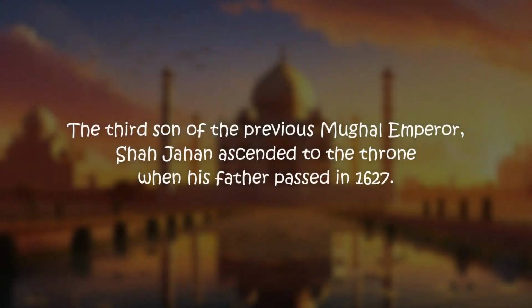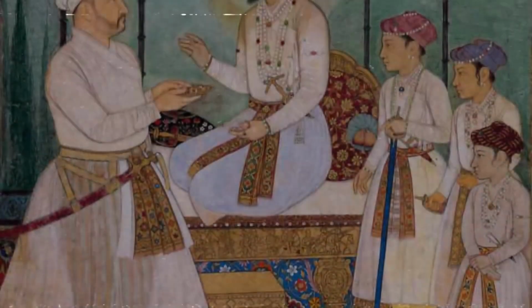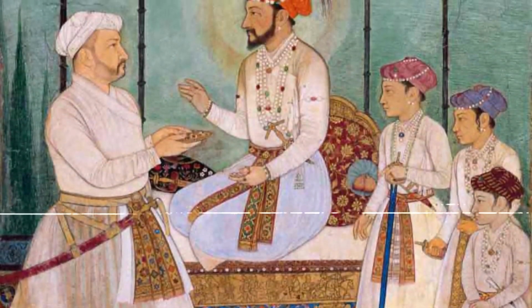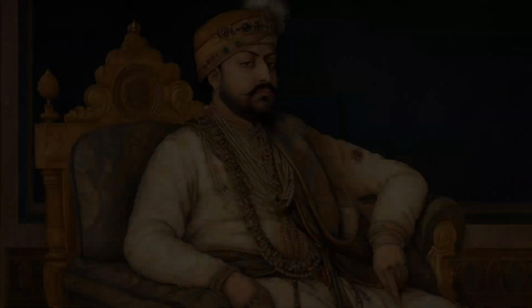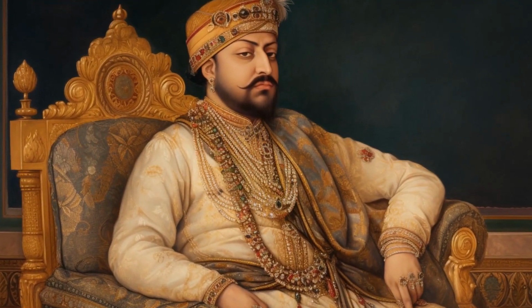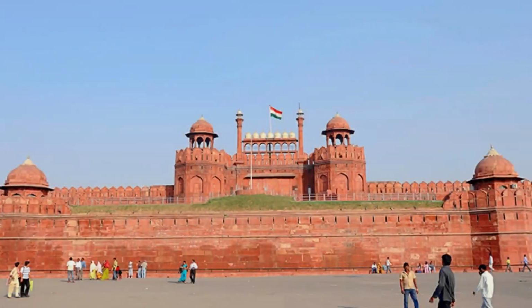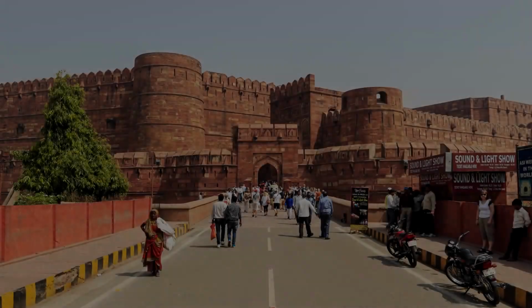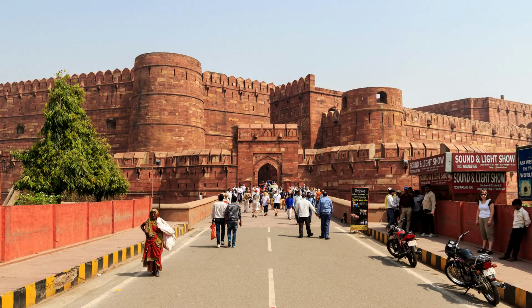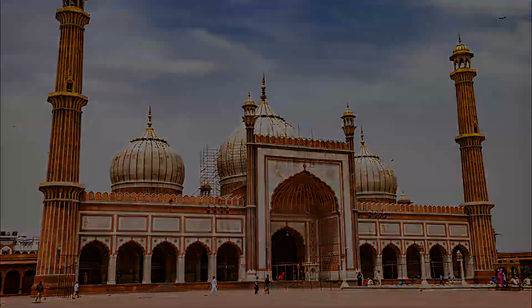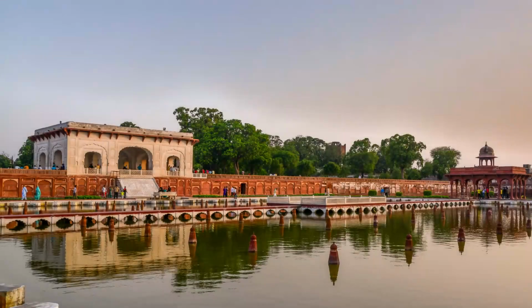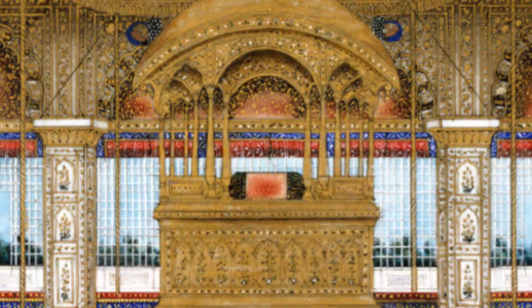The third son of the previous Mughal emperor, Shah Jahan, ascended to the throne when his father passed in 1627. He was an ambitious man and had big plans to make improvements to his domain. Shah Jahan was a major patron of the architectural arts in particular. He pioneered many construction projects, such as the Red Fort, or Delhi Fort, large sections of Agra Fort, where he made his claim to the throne, the Jama Masjid, the Wazir Khan Mosque, the Shalimar Gardens, and even the Peacock Throne made to celebrate his rule.